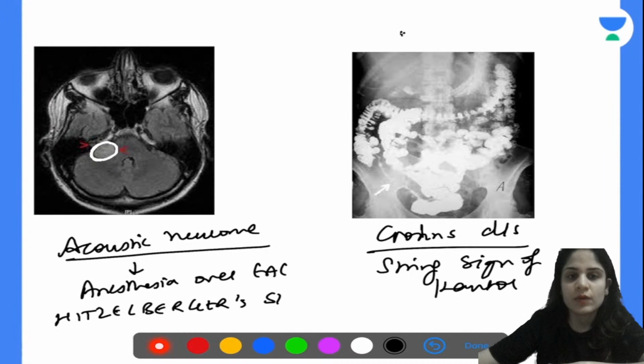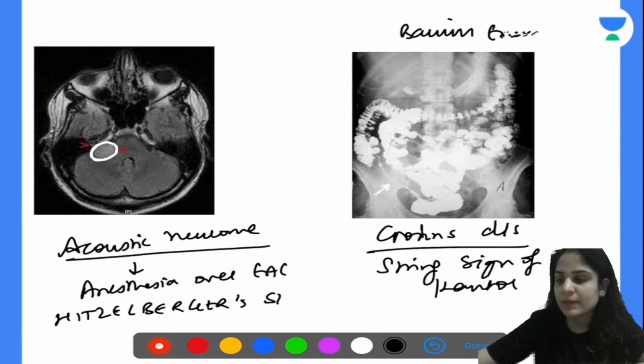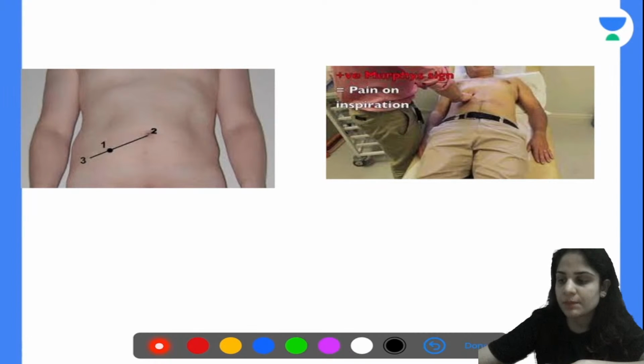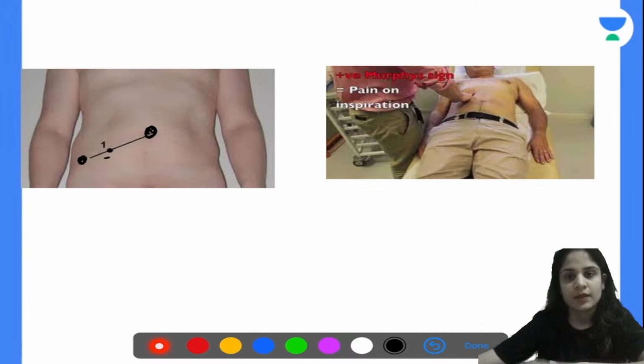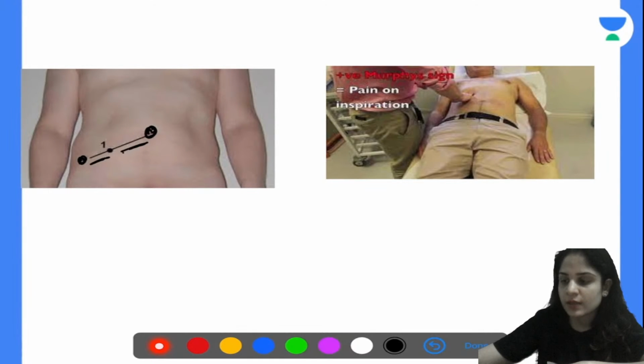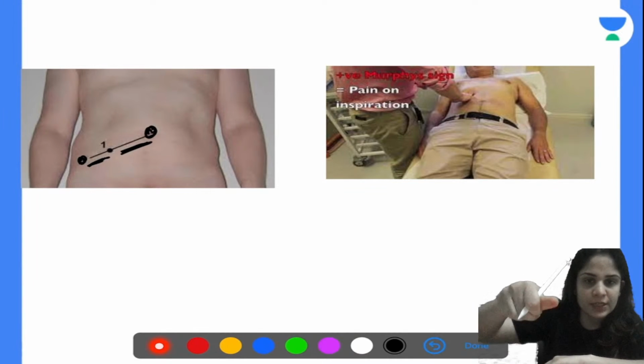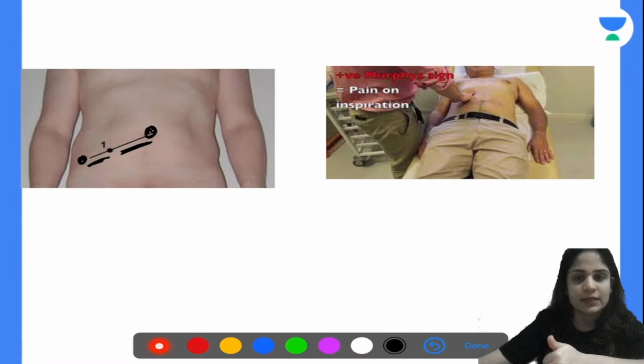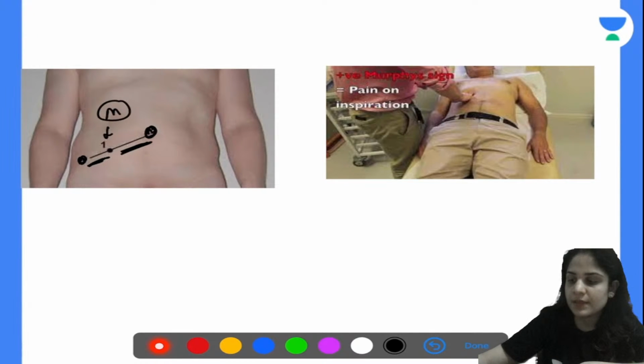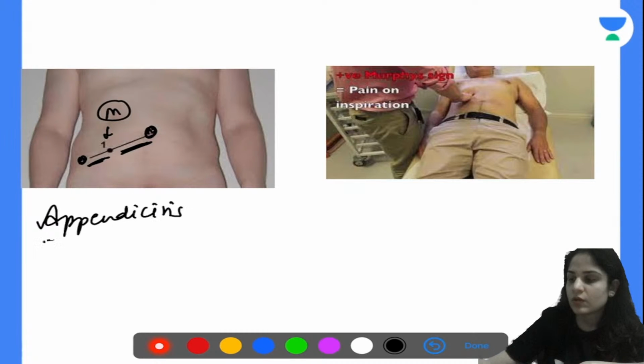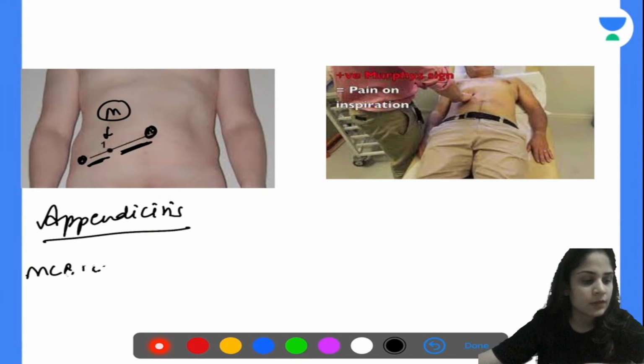All right. Now next sign over here. So your McBurney's point. Yesterday I was asking, so your umbilicus, your ASIS, and you make a line between the umbilicus and ASIS and mark a point at the medial 2/3 and lateral 1/3 of the line. So that is your McBurney's point. Now at McBurney's point, if you put pressure, the patient will get excessive tenderness. This is seen in case of appendicitis. And what is the name of this sign? It is called the McBurney's sign.